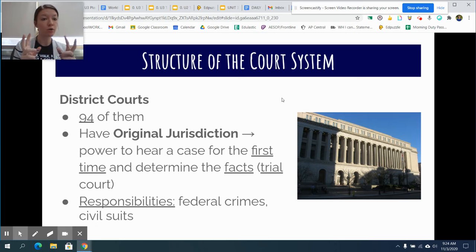This is your trial court that you typically see taking place on TV shows. They're going to be responsible for hearing federal crimes and civil suits. So civil meaning kind of like Judge Judy, so like small claims court. They'll hear those as well.